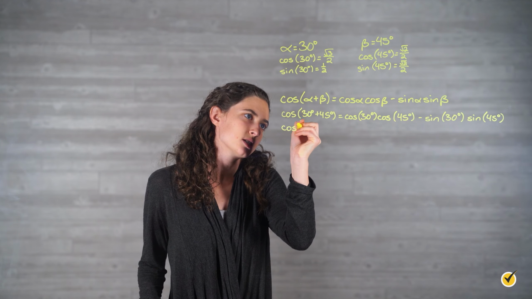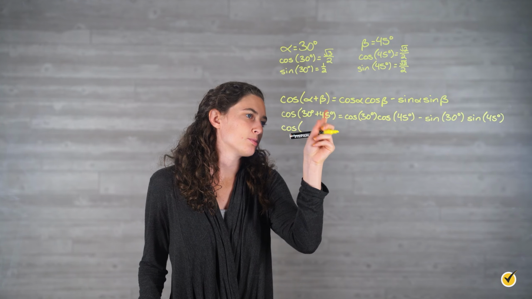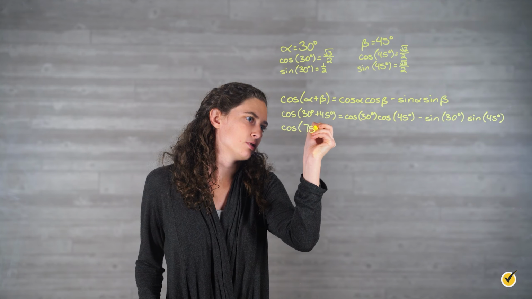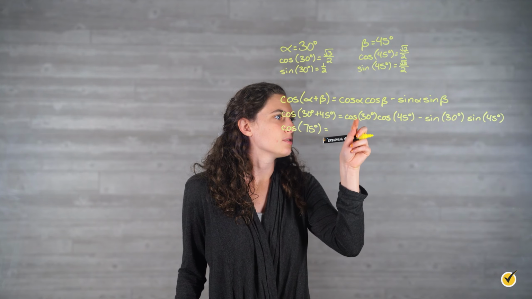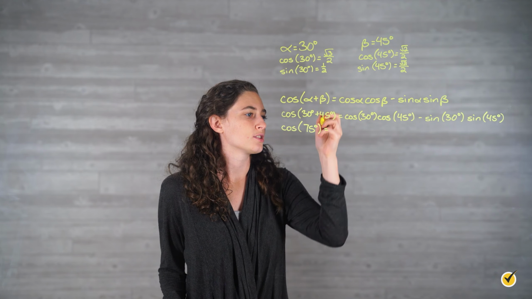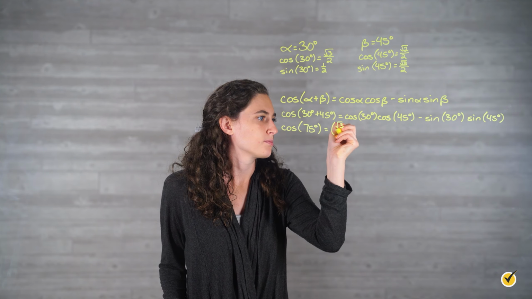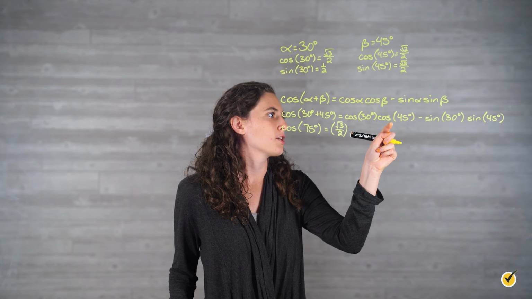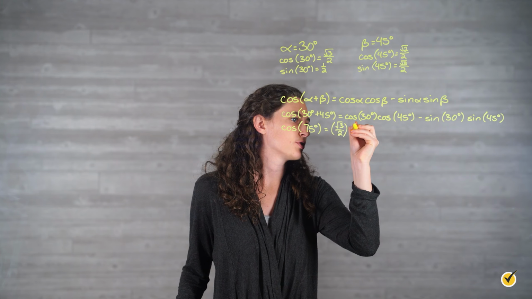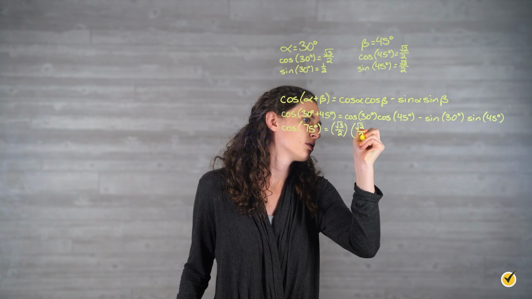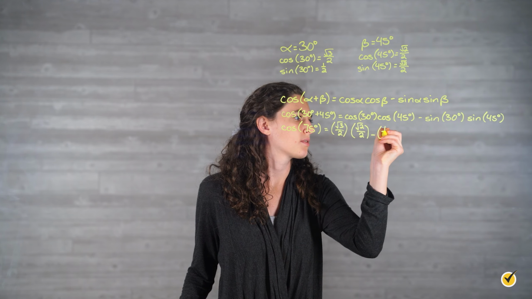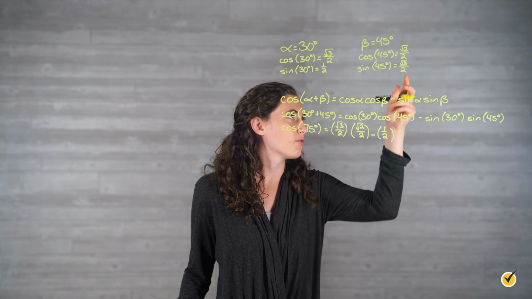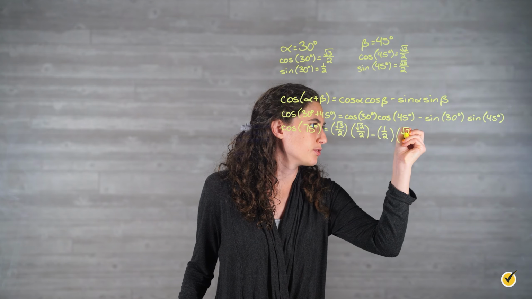So first we'll simplify this left side and get 30 degrees plus 45 degrees is 75 degrees, so the cosine of 75 degrees, which is what we're looking for, equals the cosine of 30 degrees, which is the square root of 3 over 2, and the cosine of 45 degrees is the square root of 2 over 2, minus the sine of 30 degrees, which is 1/2, times the sine of 45 degrees, which is the square root of 2 over 2.